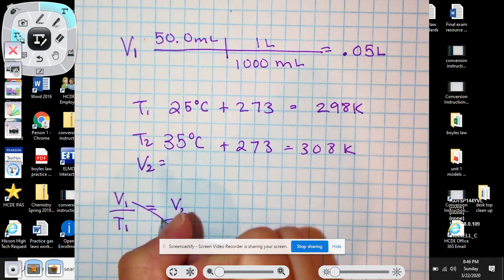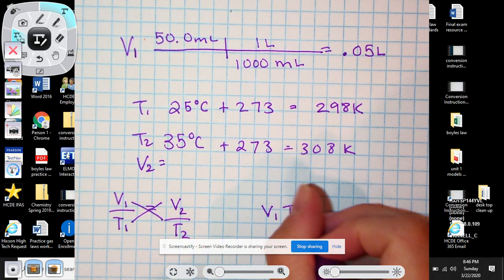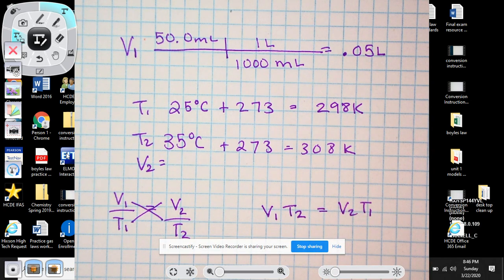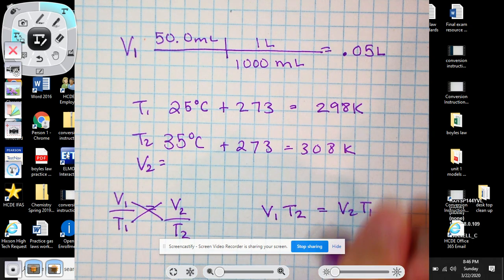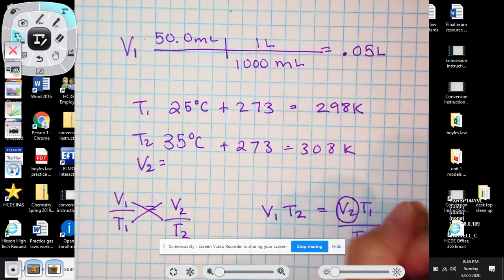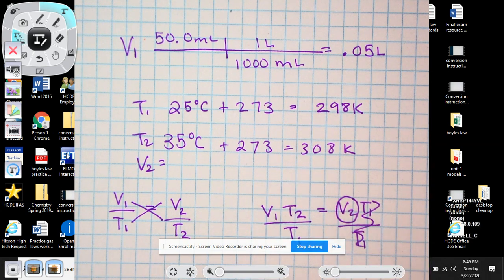Our first step is to cross multiply. So we end up with V1 times T2 equals V2 times T1. Once it's in this format, it's exactly the same as Boyle's law. So we're looking for V2. So I'm going to circle V2 because that's what I'm looking for. And I'm going to divide by everyone else, which is T1. This goes away. V2 equals V1 times T2 divided by T1.